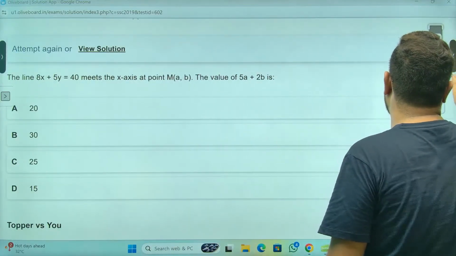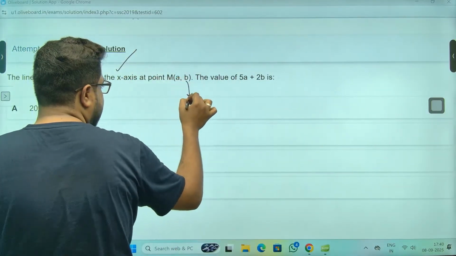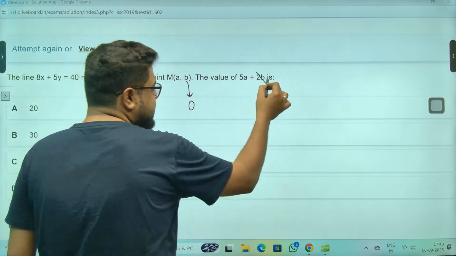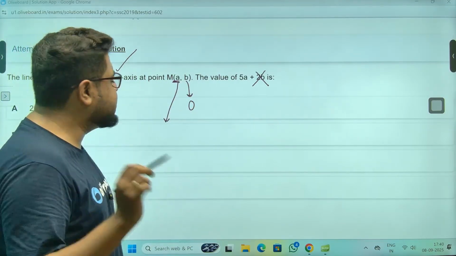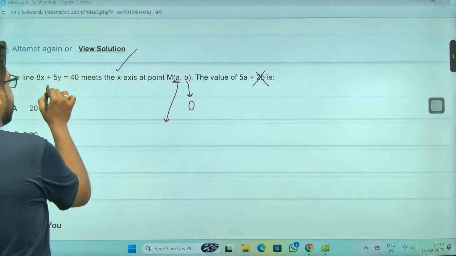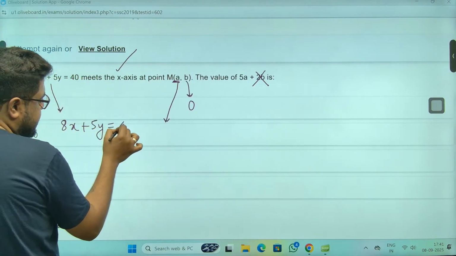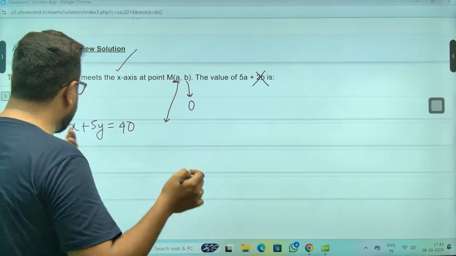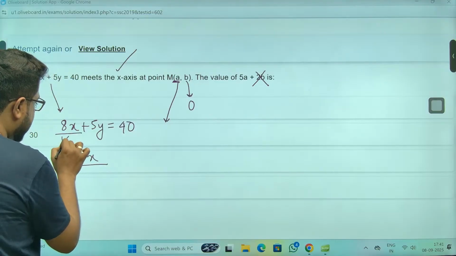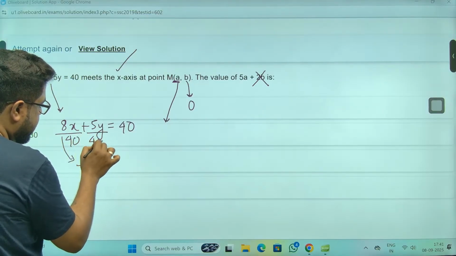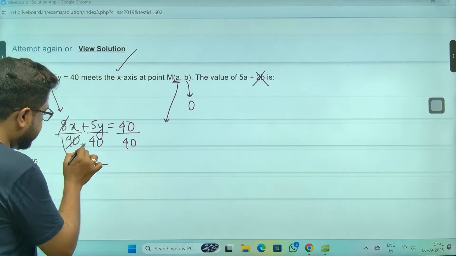Line meets this. Sir, first things first, X-axis means y is equal to 0. So B is not there. Sir, A. Sir, you can do two things. First things first, what I generally do. Sir, 8x plus 5y is 14, sir. So if you want to convert, we are dividing by 40 to get to the intercept form. So this will be x by 5.